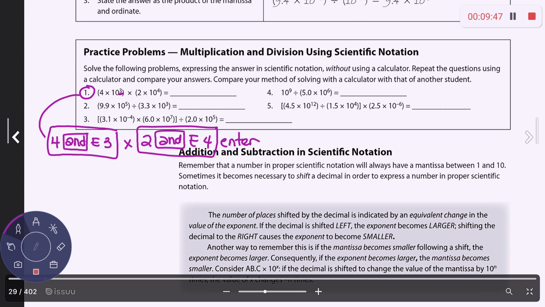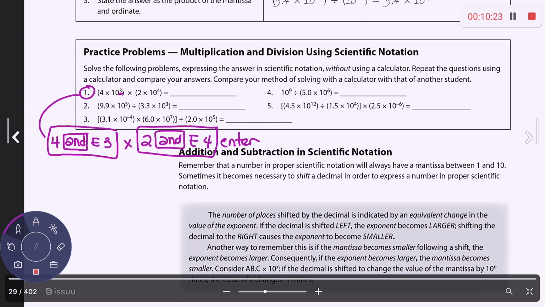So when you put this in your calculator, 4 second E3 times 2 second E4, enter, you probably got a really big number. I'm assuming you know how to convert this into scientific notation using the calculator. If you don't, press mode and then use the arrow key to go over to SCI and press enter on SCI, and then second quit to get out of there. Hit enter on the screen that had your answer and it will convert that answer into scientific notation for you. So you should now have 8E7.